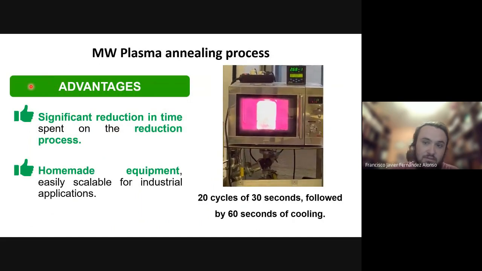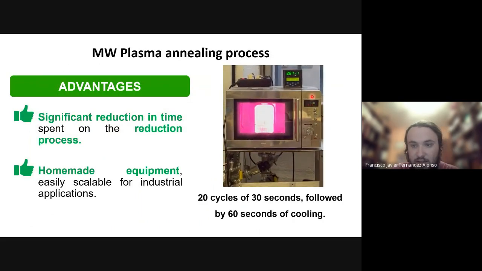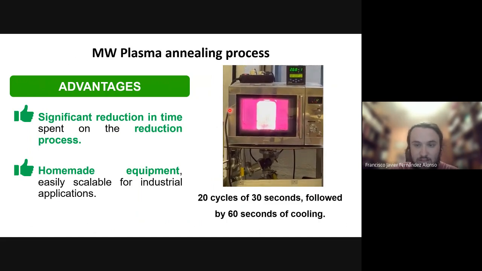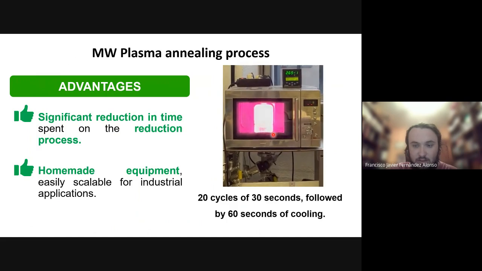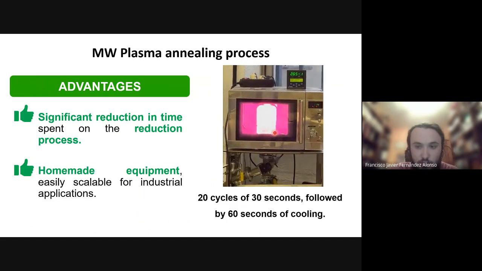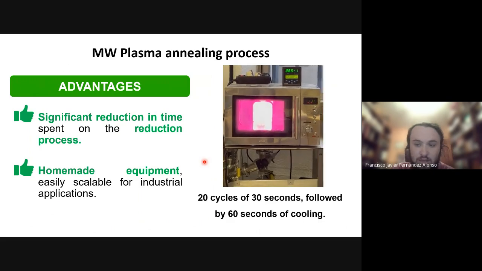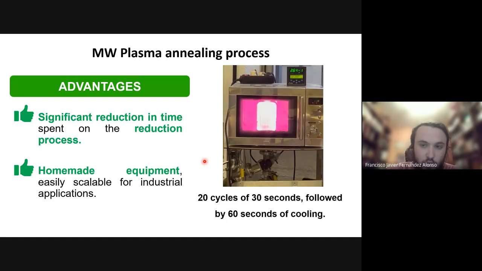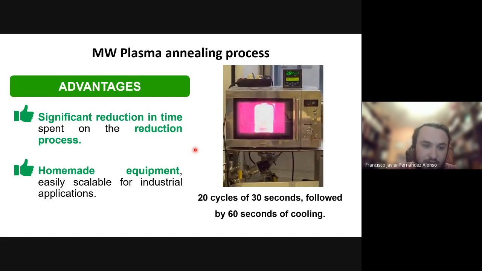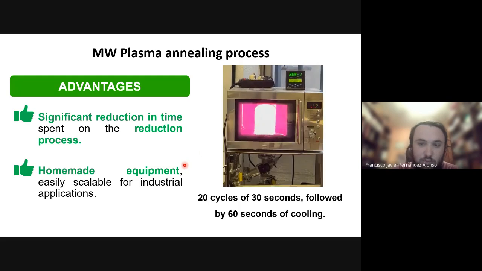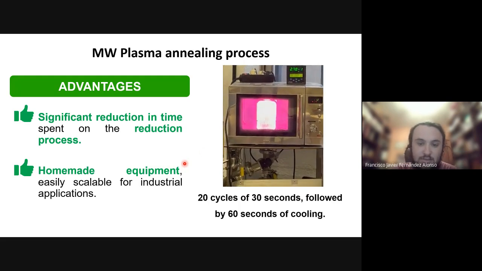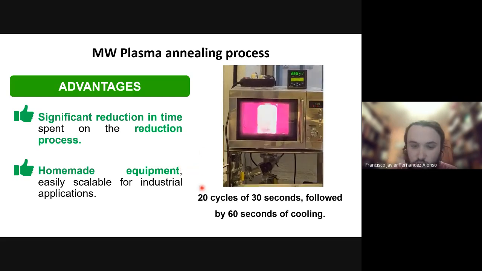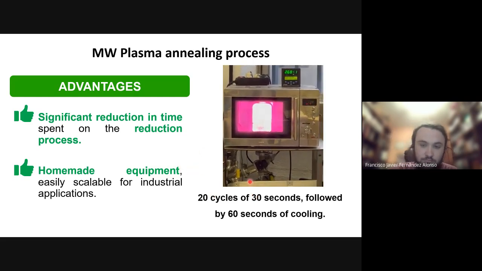And as an alternative, what we did is design a method that consists of a microwave plasma annealing. It's like a microwave machine, similar to the ones we have at home. We make vacuum, we introduce a mixture of hydrogen and argon, and by applying the microwave, we induce a plasma. In this case, we can significantly reduce the time it takes to reduce the sample, since instead of 3 hours, we only have to perform 20 cycles of about 30 seconds.